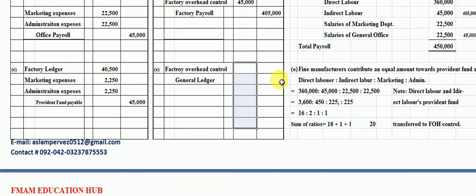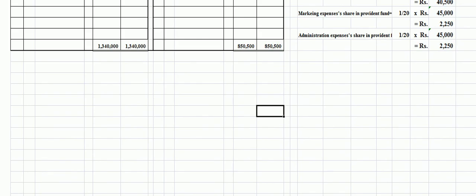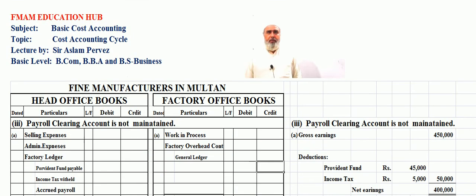Now in the book of the factory, factory overhead control is debited 40,500 rupees, and the general ledger is credited 40,500 rupees here. Students, this is the final entry against the second requirement. I think you understand this problem clearly. Now we move to the third requirement, which is below here.